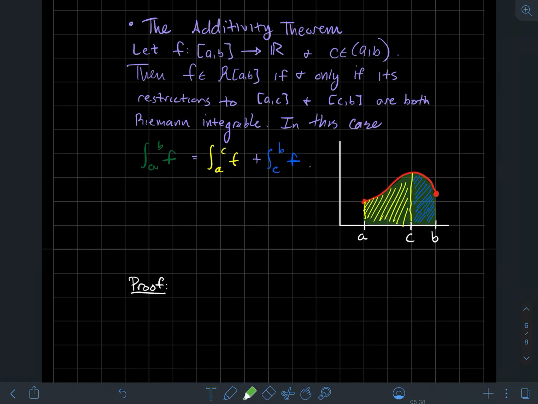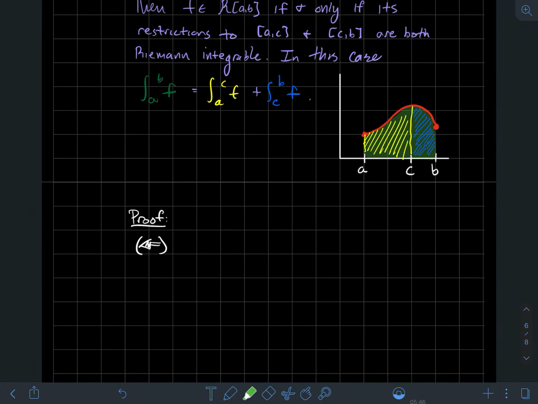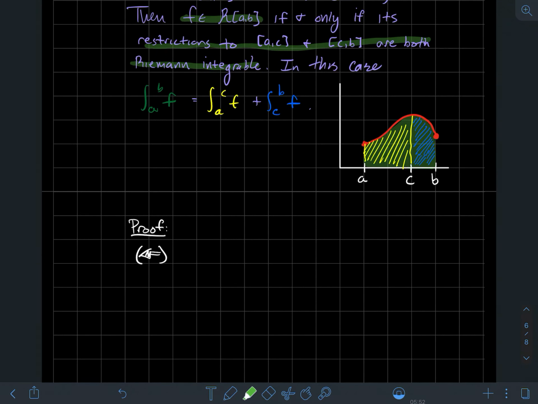All right, so what does the proof look like? It's an if and only if, this biconditional, and we're going to start with this direction here. We're going to assume that the restrictions on the smaller intervals are Riemann integrable, and what we're going to show is that f is actually Riemann integrable on the whole interval from a to b.